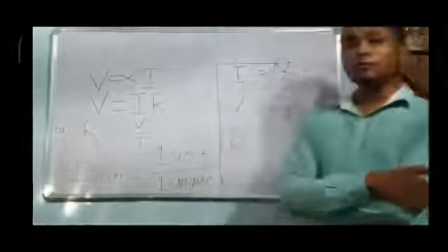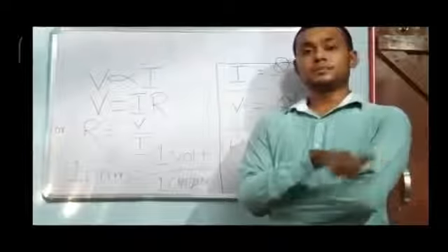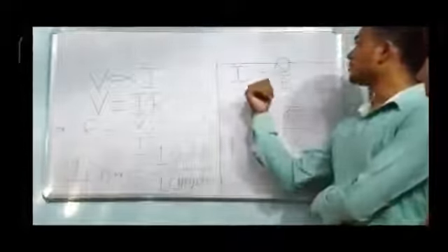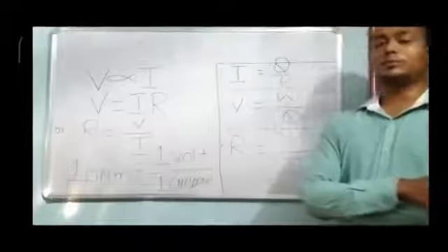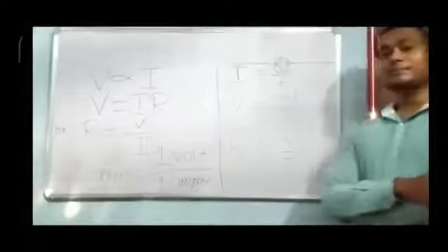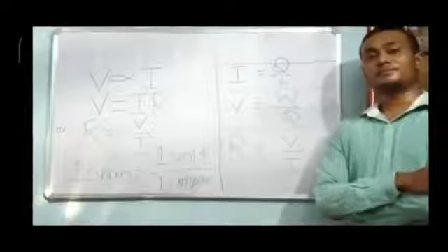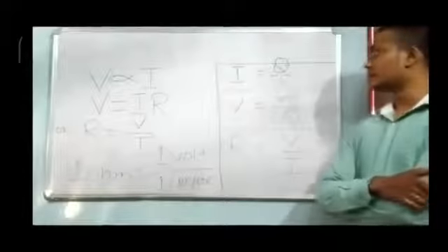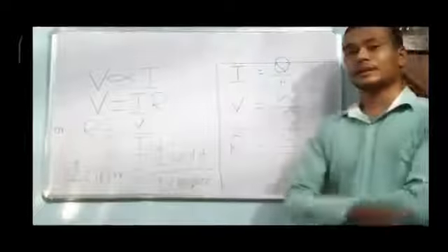Okay, so from the first day of this chapter until now we have three important formulas. First is I equals Q upon T. Second, V equals W upon Q. And third, R equals V upon I. We have to remember all three formulas, which are very important and required for solving any numericals. So I equals Q upon T, V equals W by Q, and R equals V upon I.